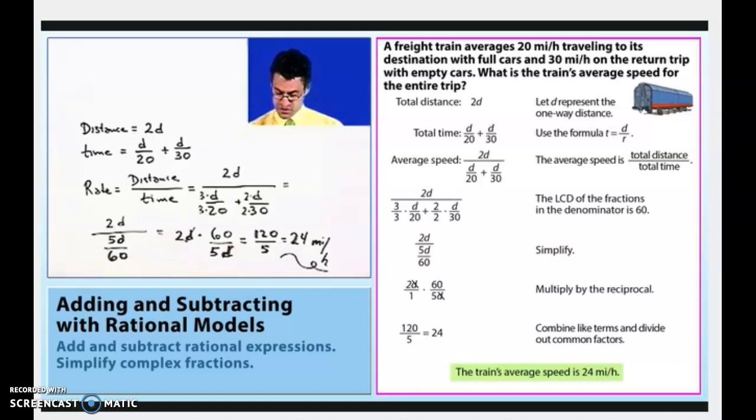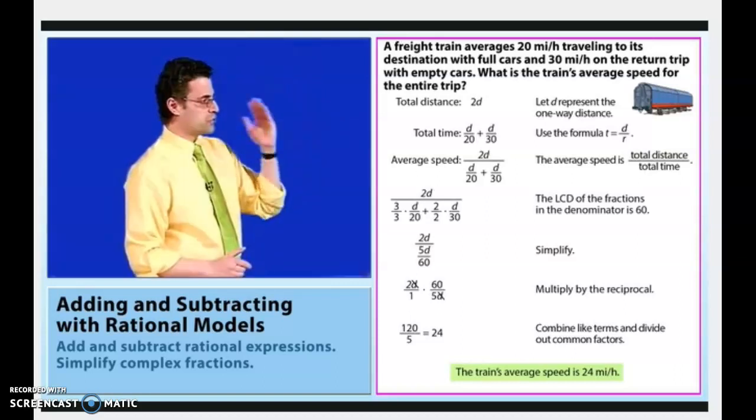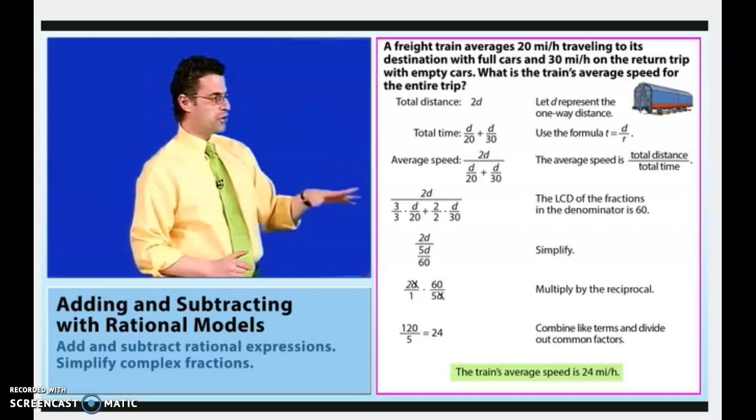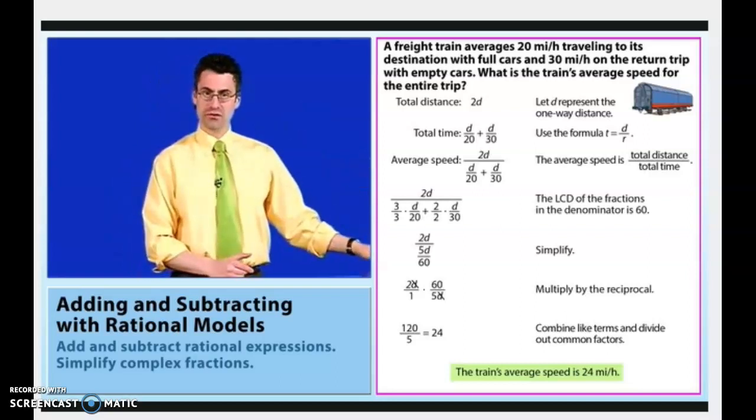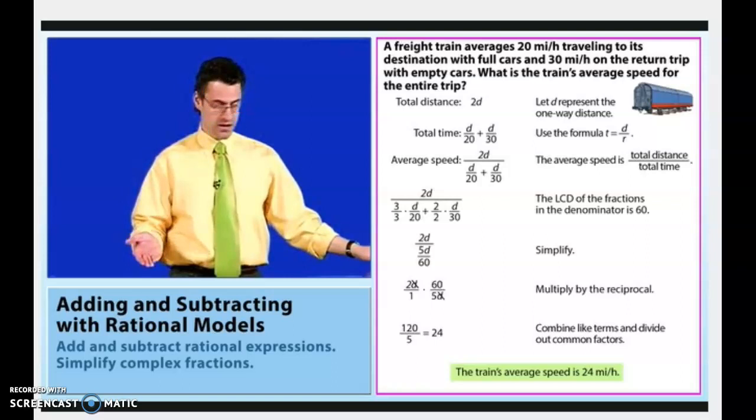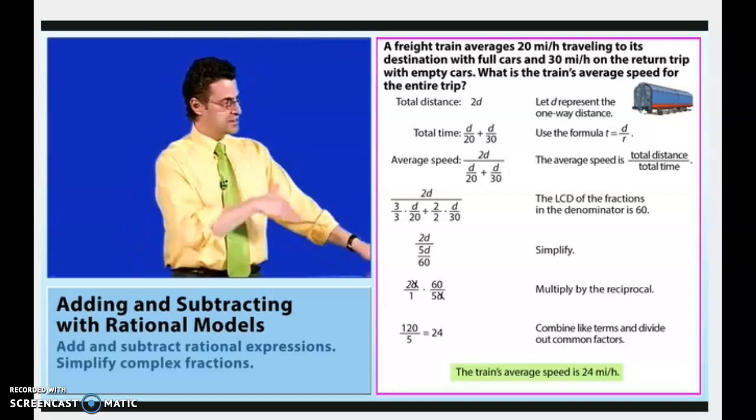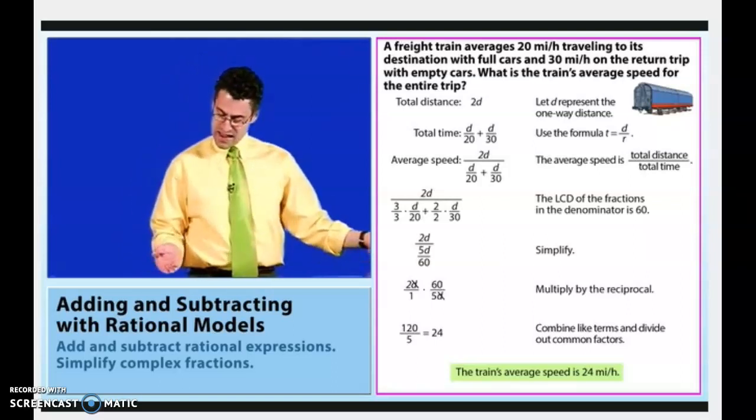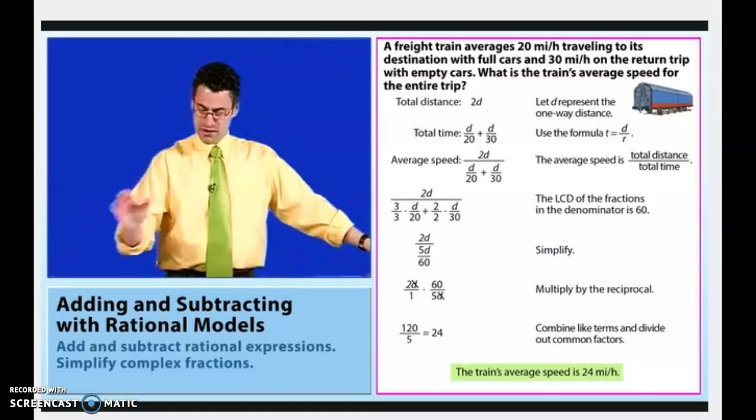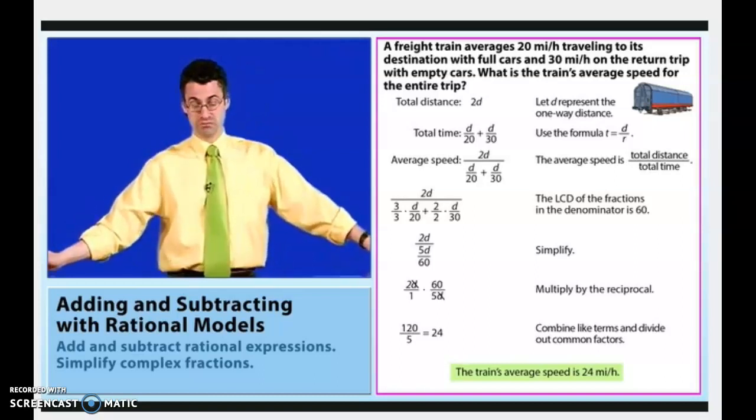That's the average speed. Does the answer make a little bit of sense? Let's think about it. 20 going one way, 30 going the other way. The average should be bigger than 20 and should be smaller than 30, so that makes sense. And so it's sort of right there in between, 24, and that turns out to be the correct answer.